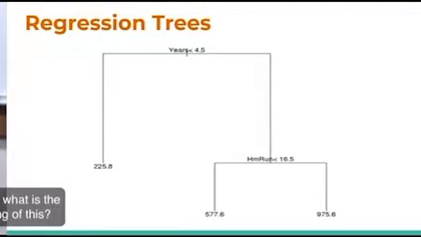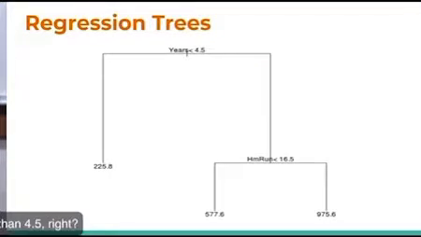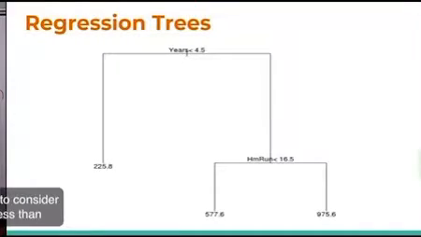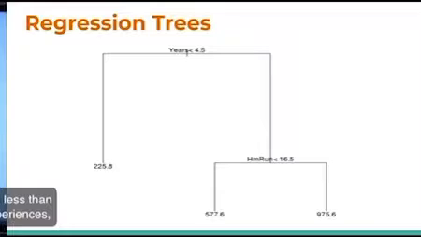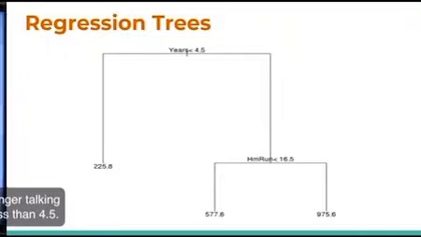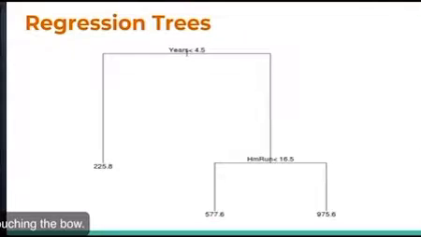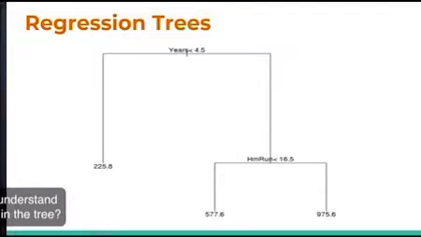So what is the meaning of this? There's something I want you to take note of. This is less than 4.5, right? If I consider this less than 4.5, then I'm talking about this side, that players with less than 4.5 years of experience are expected to have this salary. If I go by this side, I'm no longer talking about less than 4.5. I'm talking about exactly 4.5 or greater than 4.5. Do you understand that now in the tree?